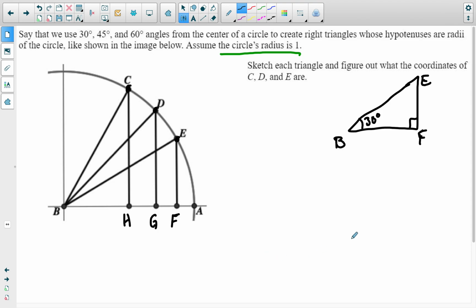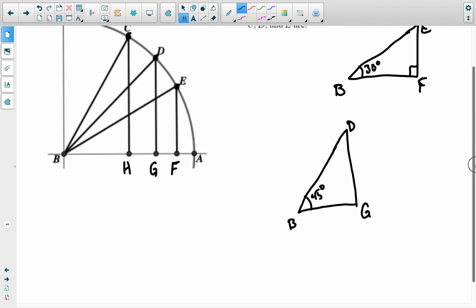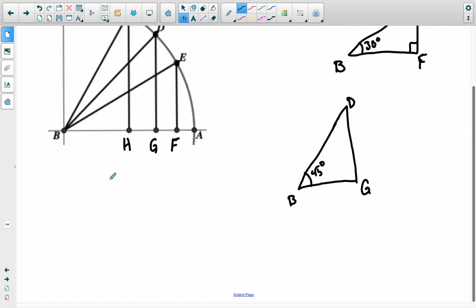Okay. And then let's bring out our 45, 45, 90 triangle. Again, this is a very rough sketch. Okay, and this is angle B, this is point G, and this is point D. And then down here, we want our other 30, 60, 90 triangle, the taller one. It's just oriented a bit of a different way. B, H, and C. This is a right angle.